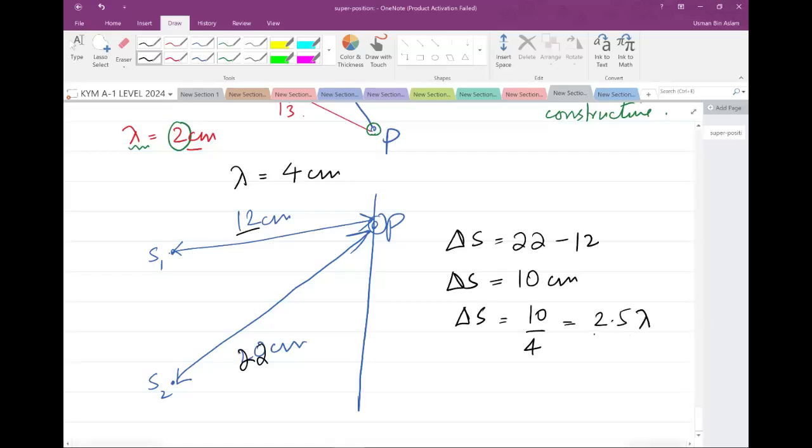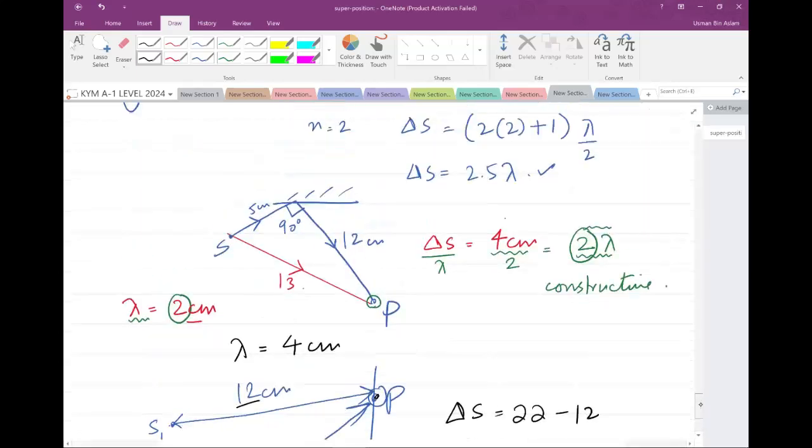See, the wavelength has half an integer being multiplied with it. So that means delta S is going to be, in this case, the second formula that we discussed. So there's going to be a destructive interference taking place here. Destructive interference takes place whenever the path difference is 1.5 of a wavelength or 2.5 or 3.5.